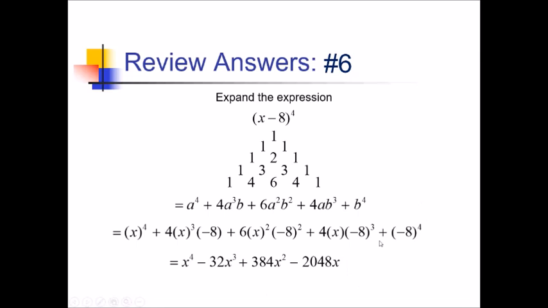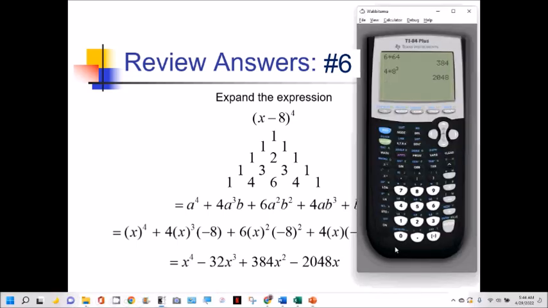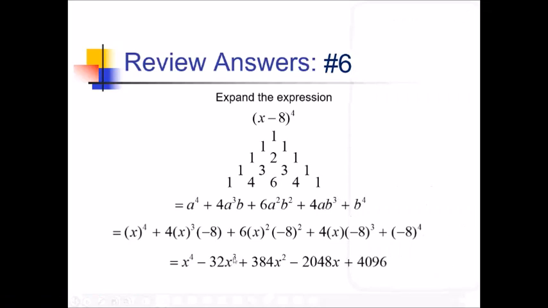And then finally, I'm going to go to the calculator one last time to get 8 to the 4th, and this is going to come out positive. Negative to an even power is positive, but we need 8 to the 4th. So 8 exponent 4, this is what calculators are for, good old number crunching. 4096. So this is our simplified expanded polynomial.